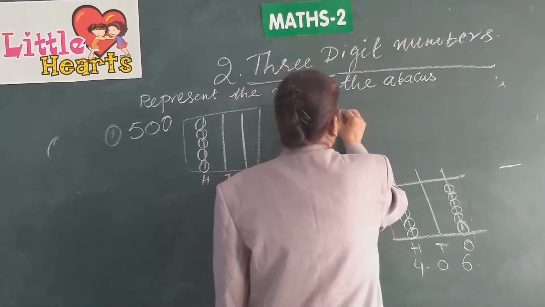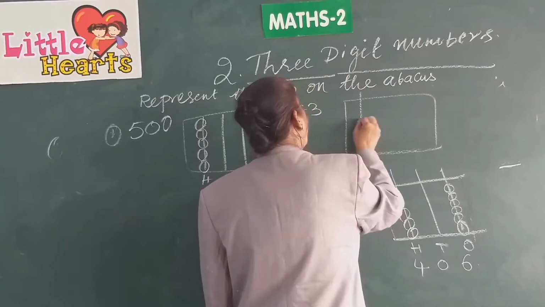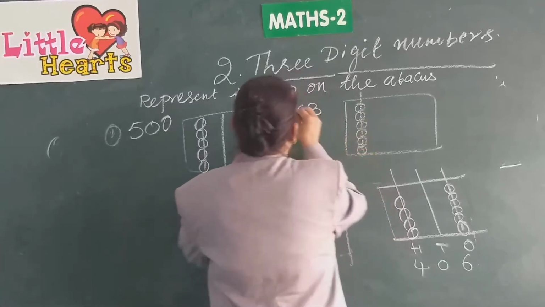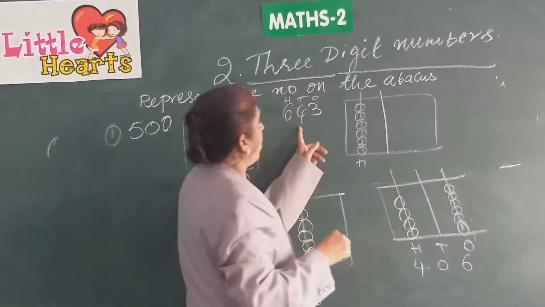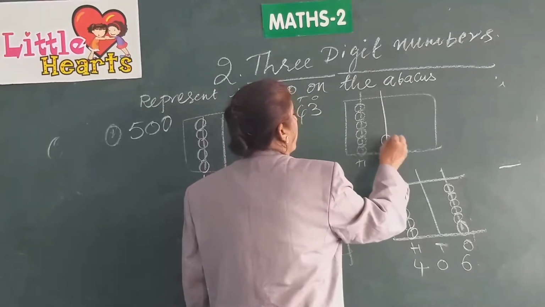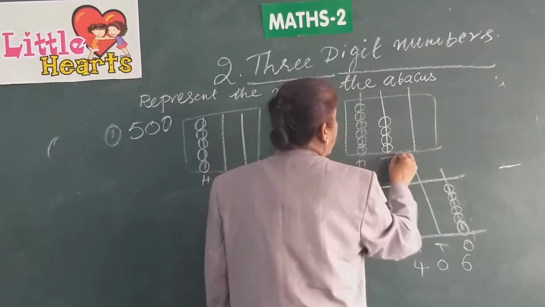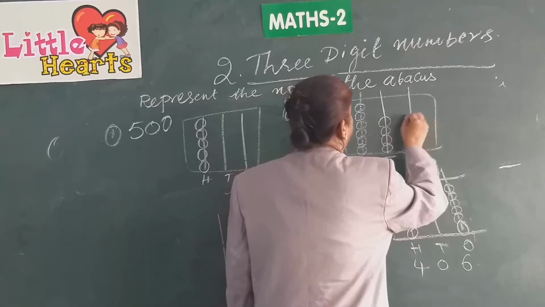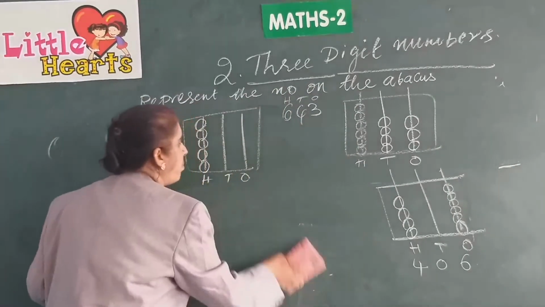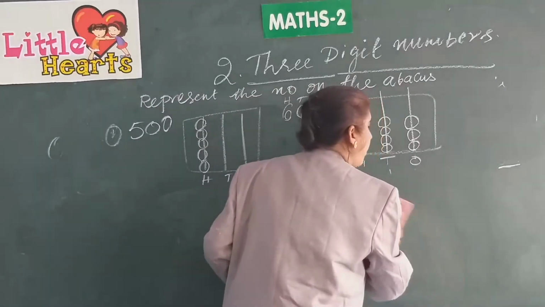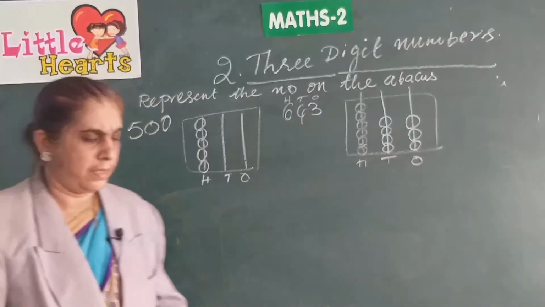643. 1, 2, 3, 4, 5, 6 in the hundreds. And how many beads do you have to draw in the tens? 4. How many beads in the ones? 3. In this way, you have to represent the number on the abacus. The number will be given. You have to mark the correct number of beads in the correct place.